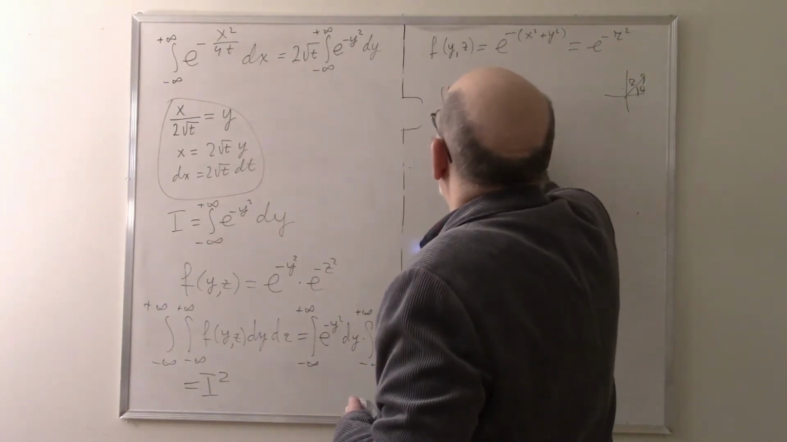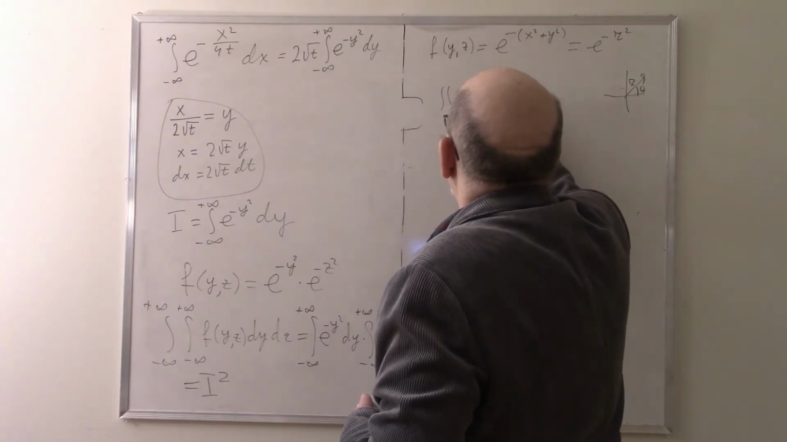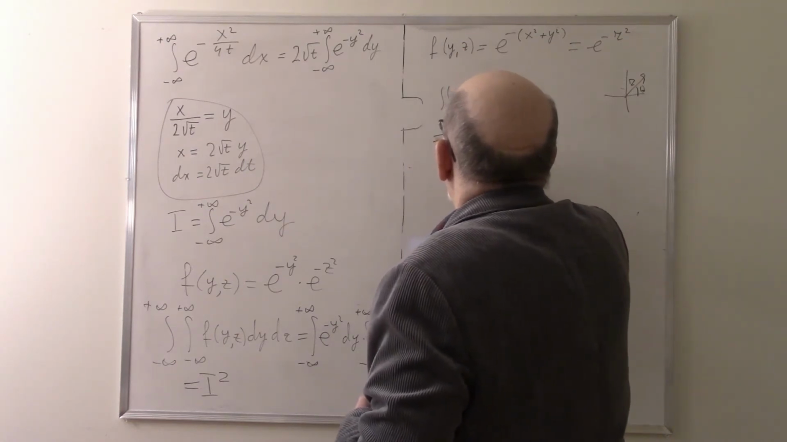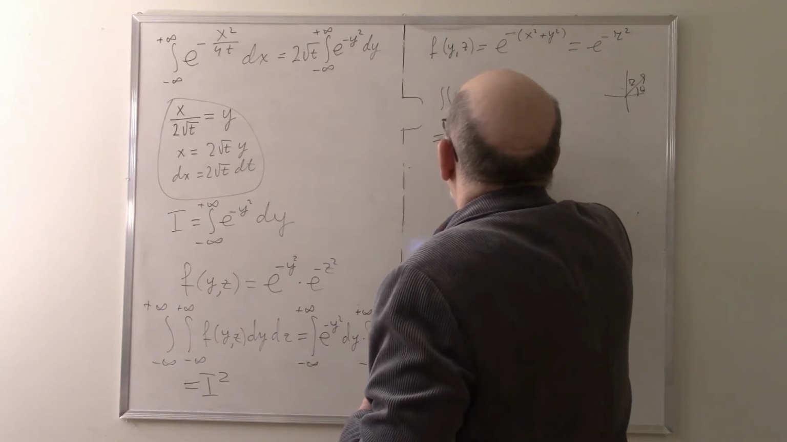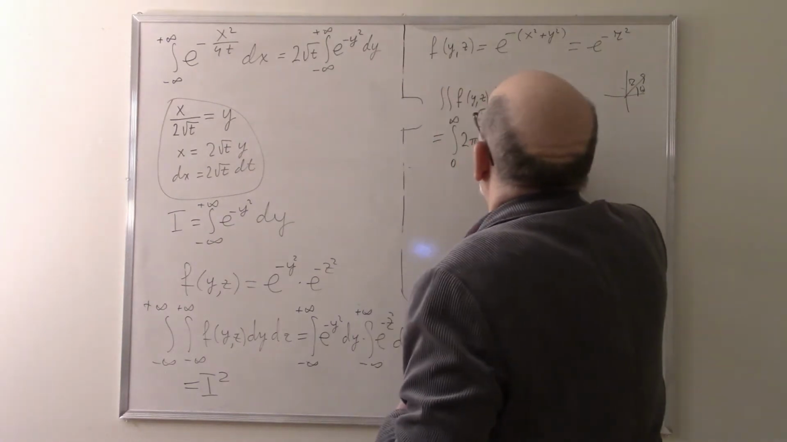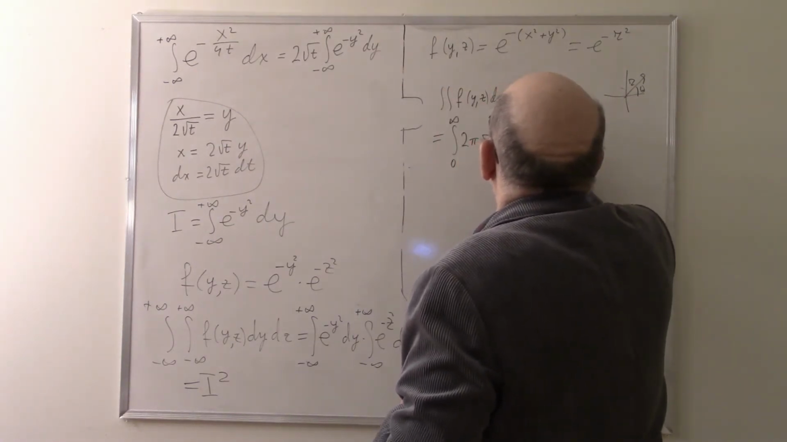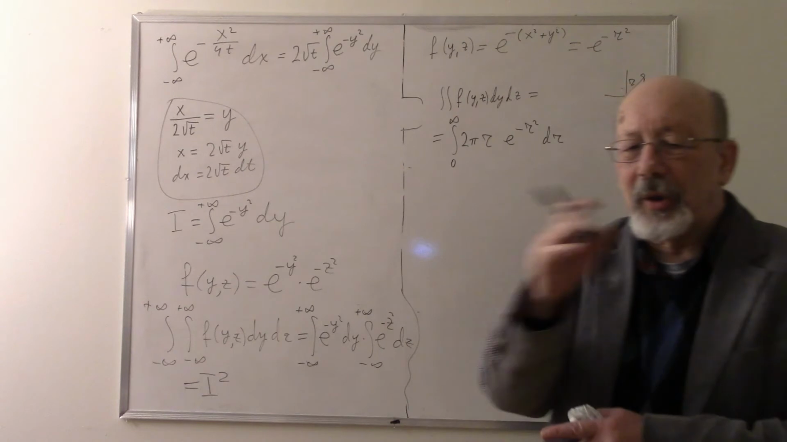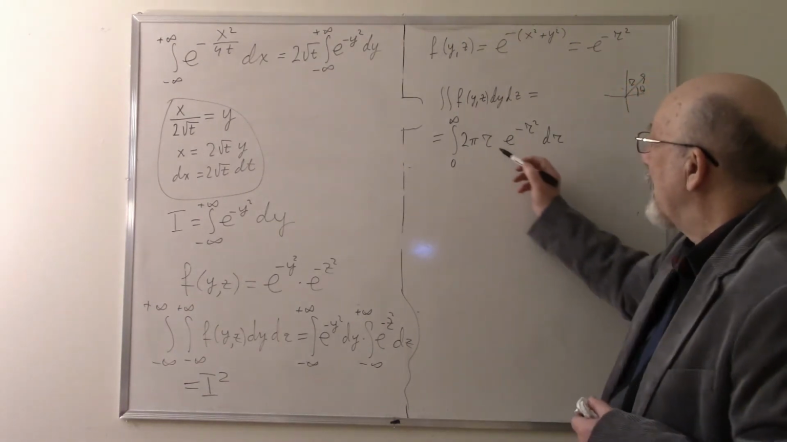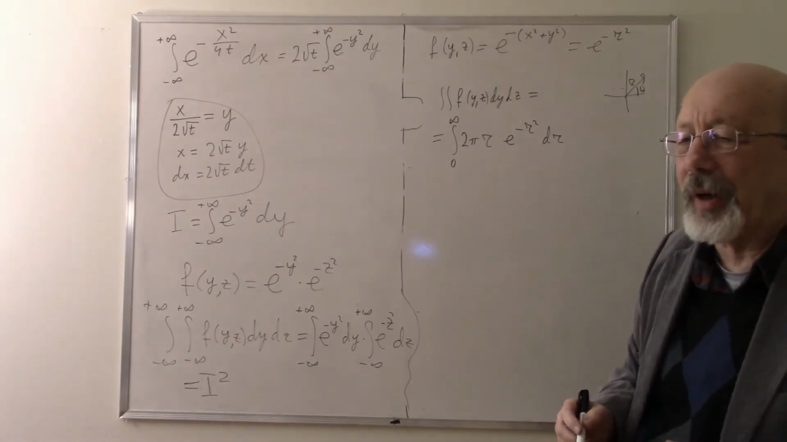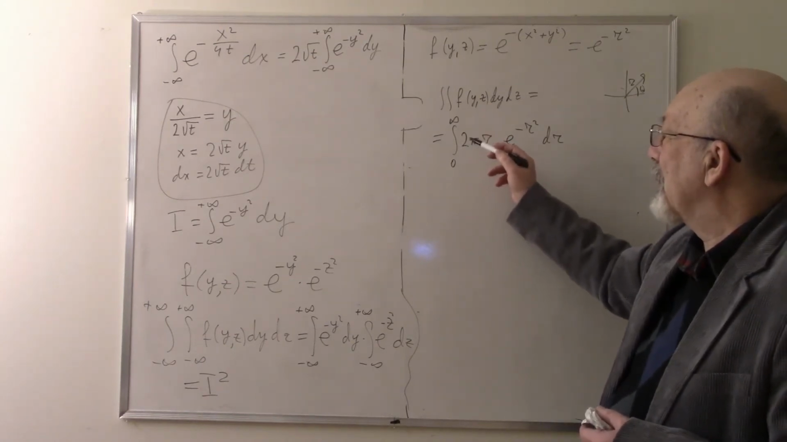So the integral of f of y,z dy dz equals the integral from 0 to infinity of 2 pi r times e to the minus r square dr. And here this 2 pi means that we already integrated over theta. So the area element in the plane is 2 pi r dr, or r dr d theta. The function does not depend on theta.